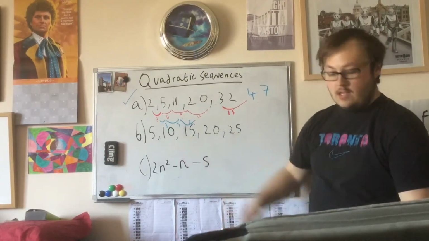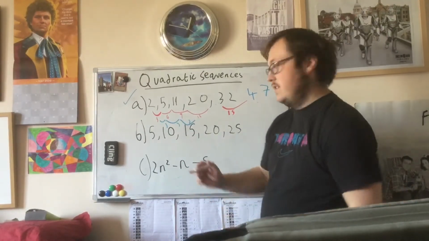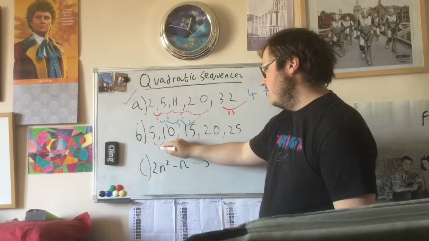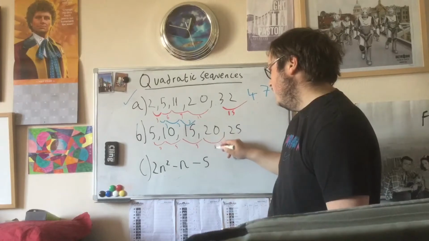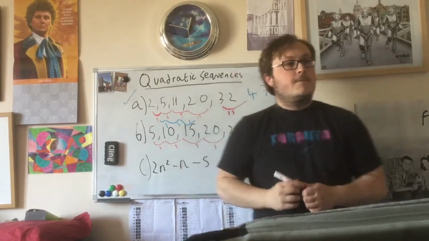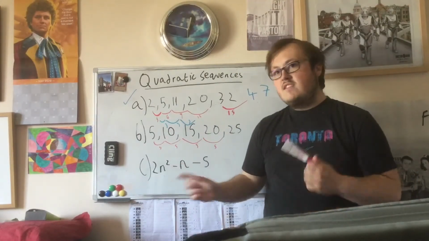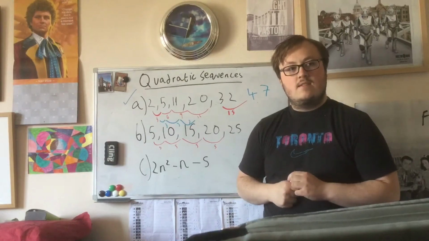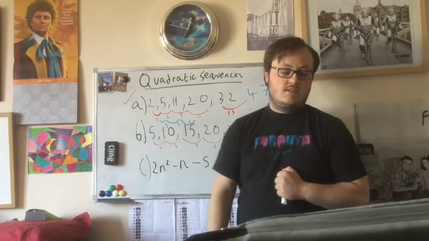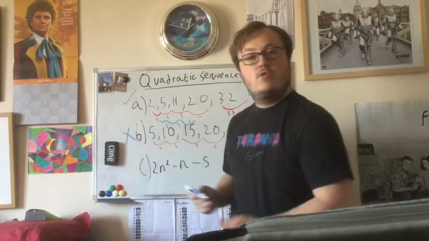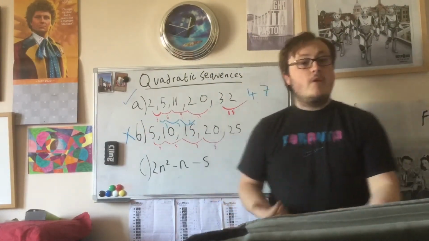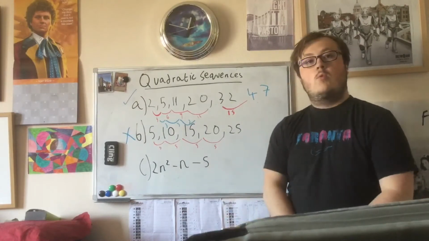Now, what about this sequence? Is this linear? Is this quadratic? So what you do is you check. There's a difference of 5, difference of 5, difference of 5, difference of 5. The differences are the same. There's another sequence that this applies to, and these are linear sequences. And because this sequence is linear, it can't be quadratic. So by process of elimination, this is a quadratic sequence.